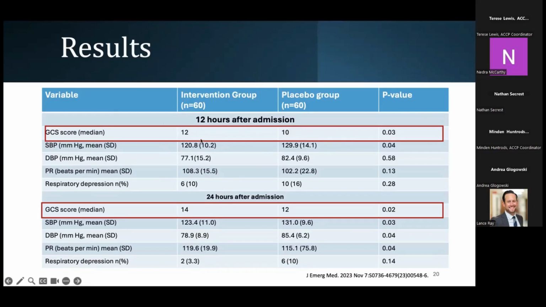And we can see that the trend in which the GCS score increased was about the same. It was from 12 to 14 and then from 10 to 12, so about the same. And again, this difference was statistically significant. In addition to that, just to highlight here that for the vitals, they did increase from the 12 to 24 hours. There was an increase in the patient's SBP and DBP, and this increase was statistically significant as well.